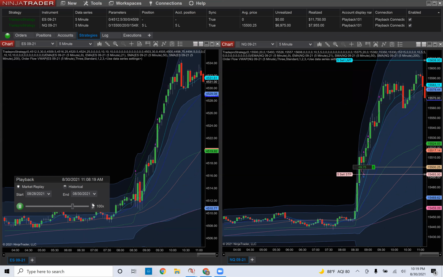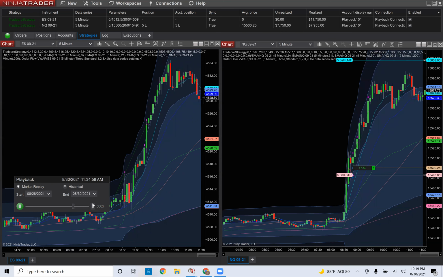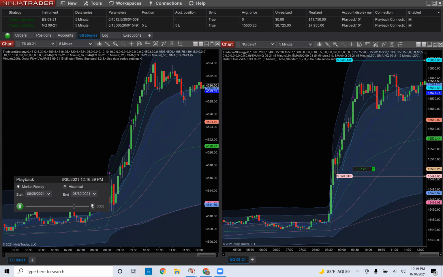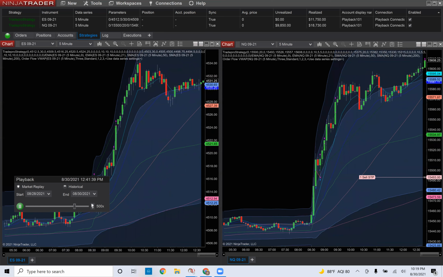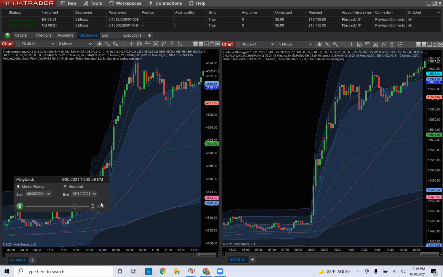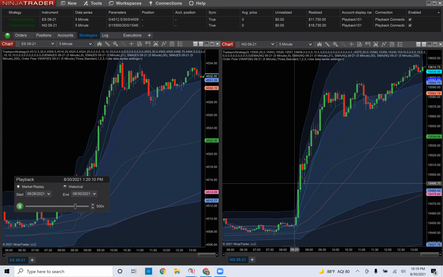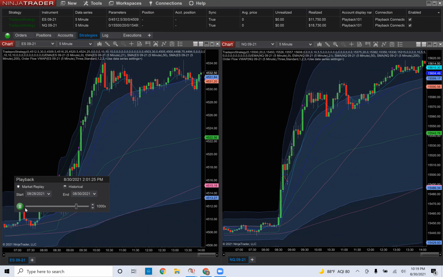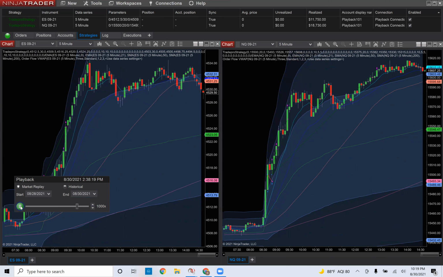Okay, let me speed it up just a little. It hit our last target on the NQ. All right, we'll just let this run. I mean, it pretty much hit our target, so we can end here, or let me let it go to 3, but it won't go anywhere else because all our targets already hit.